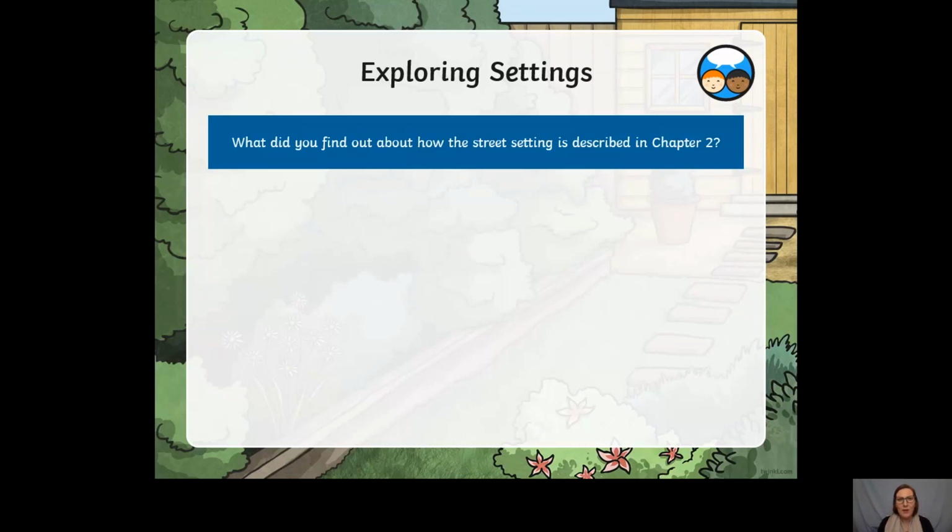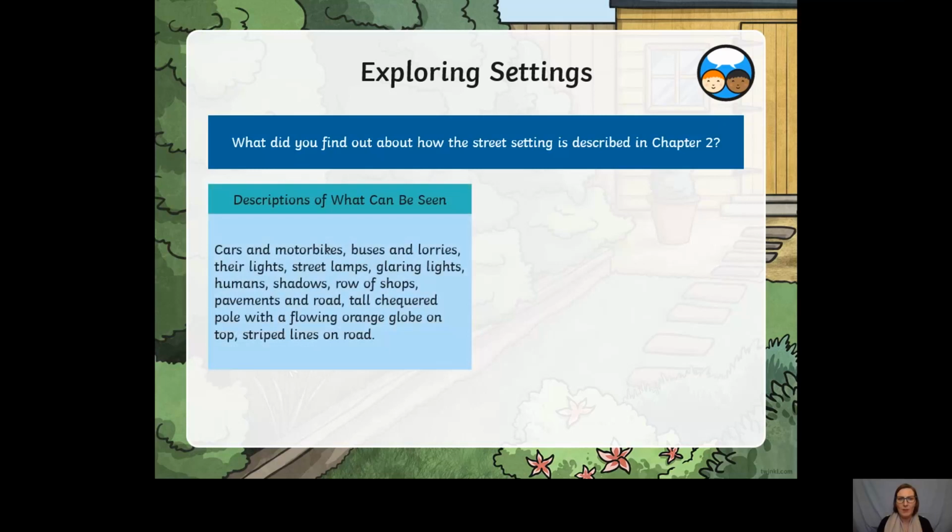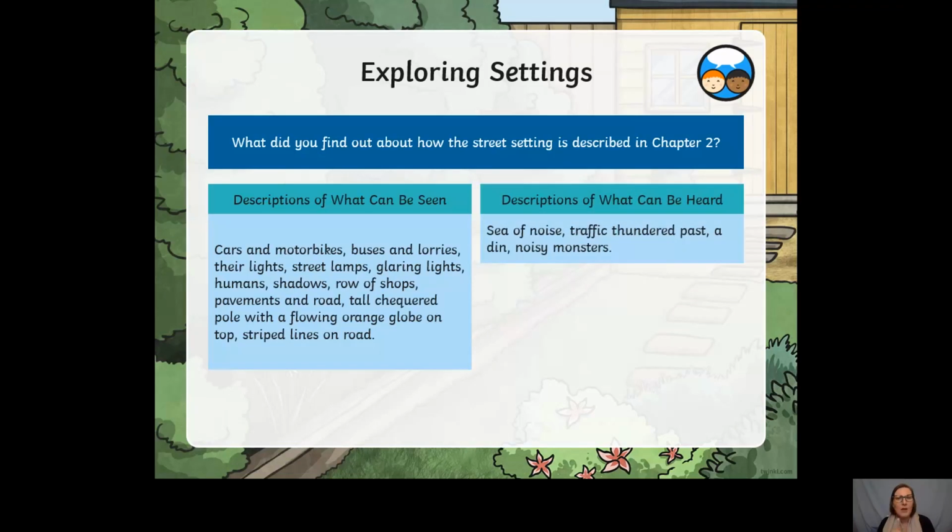What did you find out about the street setting that's described in chapter 2? Well, let's talk about first the descriptions of what can be seen. So what can be seen are cars and motorbikes, buses and lorries and their lights, street lamps, glaring lights, humans, shadows, rows of shops, pavements and road, tall checkered pole with a flowering orange globe on the top and striped lines on the road. Did you get most of those? Fabulous.